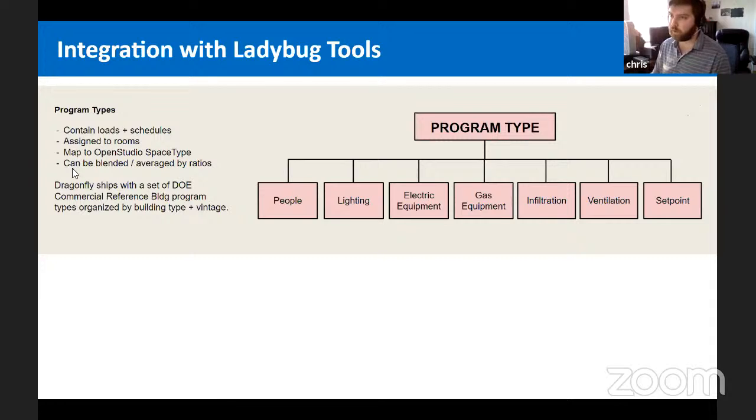And also very importantly for urban workflows, these program types can be blended together based on ratios of floor areas, so that you can make aggregate programs that you can apply to entire stories of a building or even entire buildings themselves. So this is one key object.